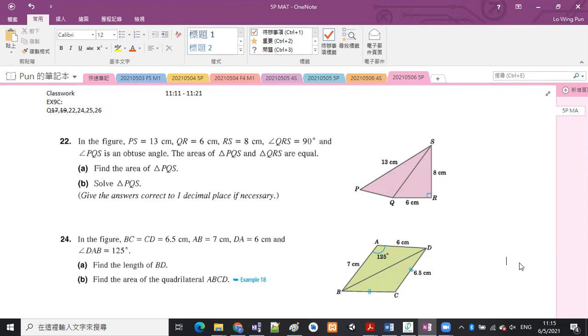Number 22 is just very troublesome, I think, part B. Okay. I think you have done part A, can you?